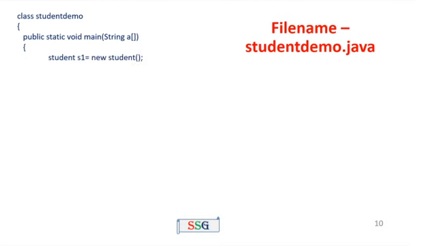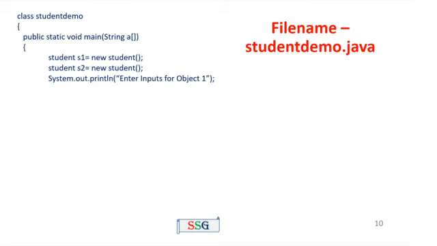Here: class student demo, public static void main. We have to create the 2 objects. The first statement is a valid statement, the second statement is a valid statement. First one: Student S1 = new Student. That is the first object S1, the object name is S1 and memory is also allocated for the object S1. Then Student S2 = new Student. So the object name is S2, and memory is allocated for the object S2.